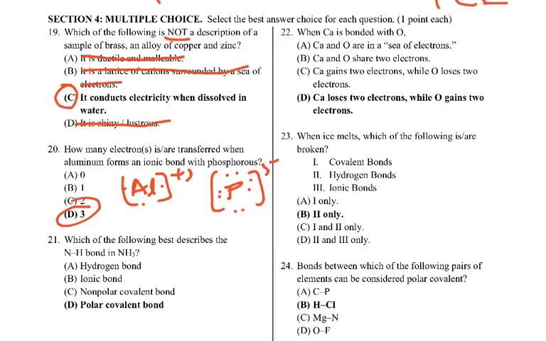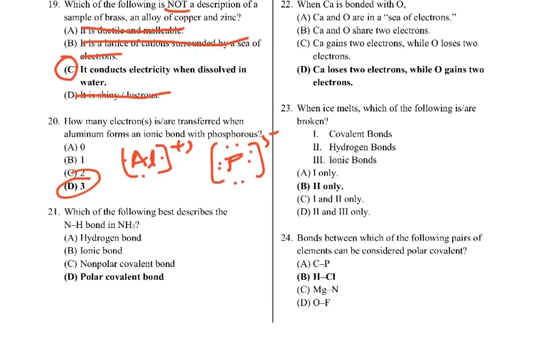Okay, which of the following best describes the N-H bond in NH3? Well, N and H are both nonmetals, but nitrogen is one of the strong nonmetals. Because remember, the 4 strong nonmetals are N, O, F, and Cl. So nitrogen is, hydrogen is not, so that's going to be a nice polar covalent bond. Polar covalent bond, certainly not an ionic bond. Hydrogen bond is not even an appropriate answer here. And nonpolar covalent, okay, definitely a polar covalent bond.